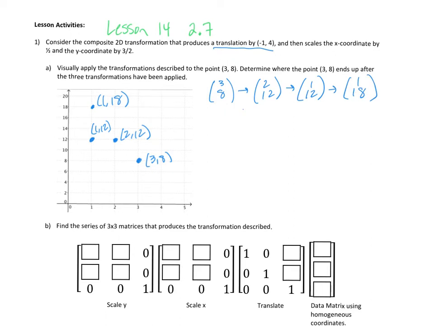This is my translation. This is my scale x. This is my scale y.